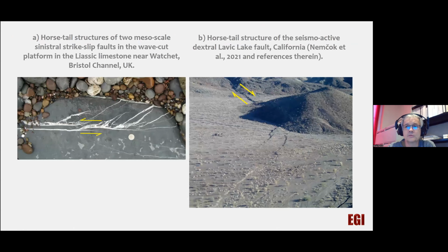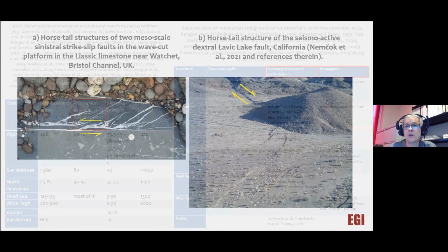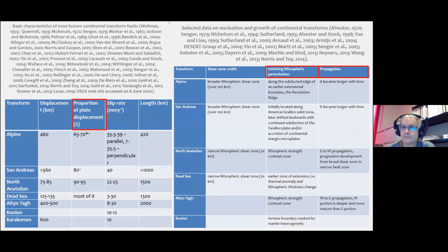If strike slip faults have large enough displacements, they would need displacement dissipation structures at their ends. And we will be talking about one of these types, the horsetail structure. We see it here. This is a mesoscale example from Bristol Channel. This is a seismoactive Lavic Lake fault from California. Basically, what we see is that the strike slip dominated system would change into oblique slips and eventually into normal faults, a dissipating structure at the end of the fault.